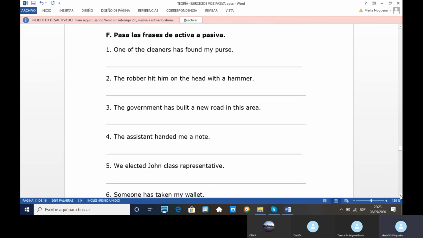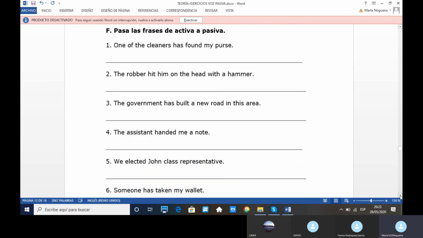So now this is what we are going to do. I'm going to give you some minutes and we are going to do the first 10. Las primeras 10, the first 10. No, the first 11, because I'm going to do the first one, okay? So I want you to do 10. One of the cleaners has found my purse.